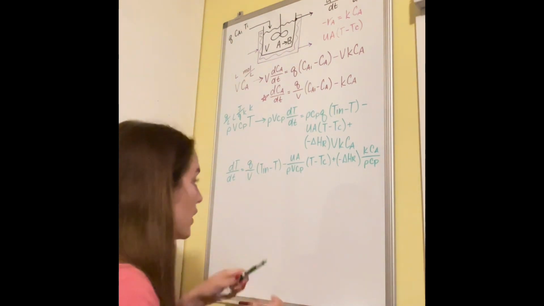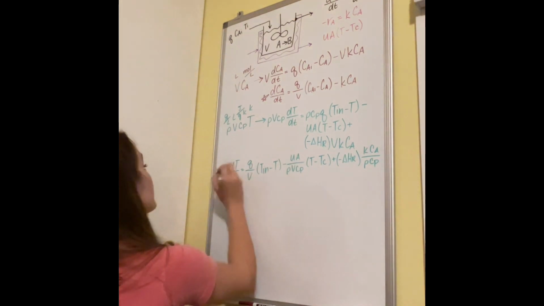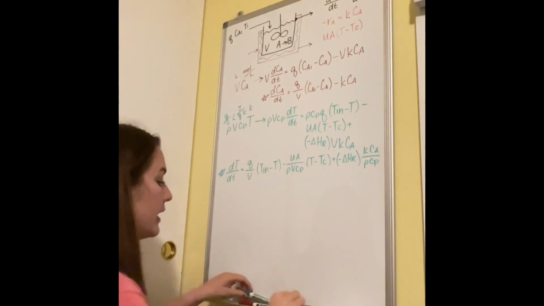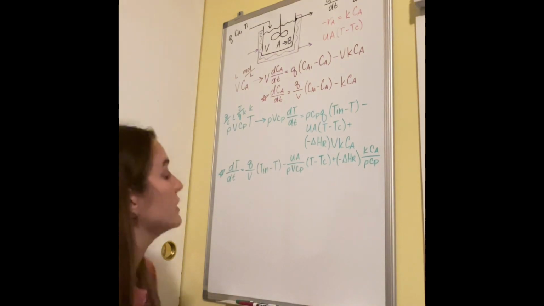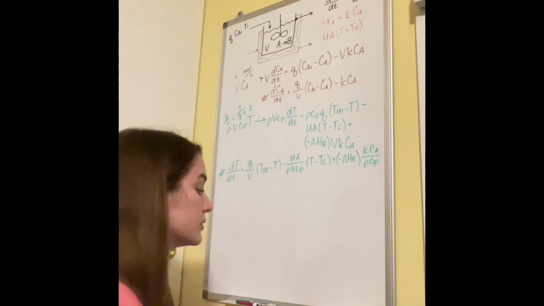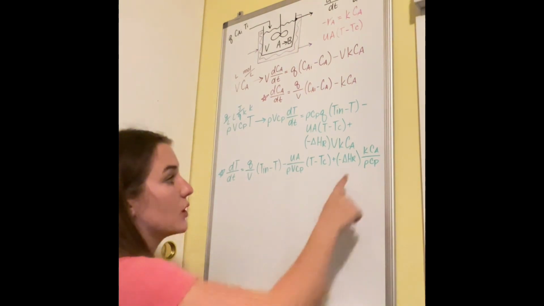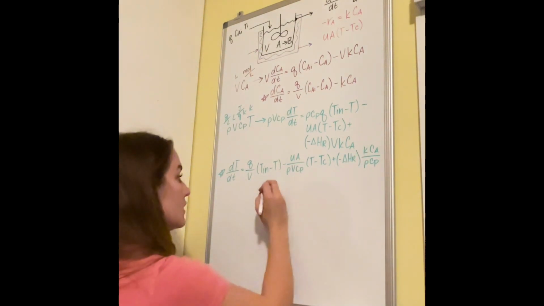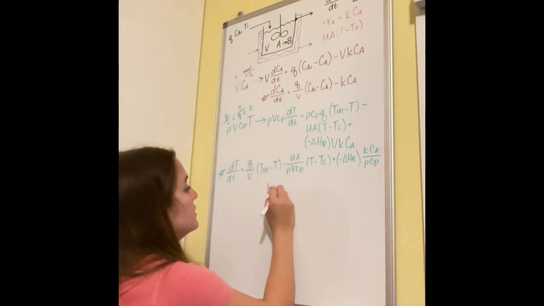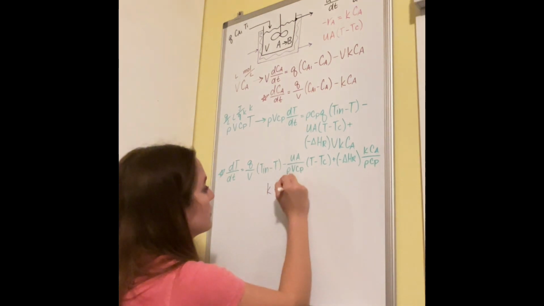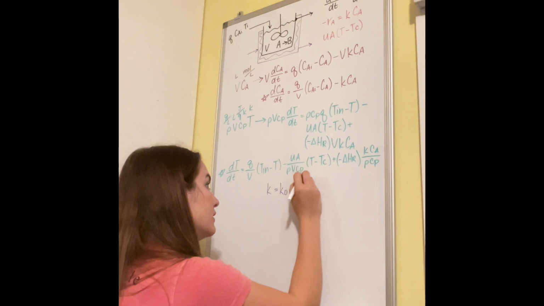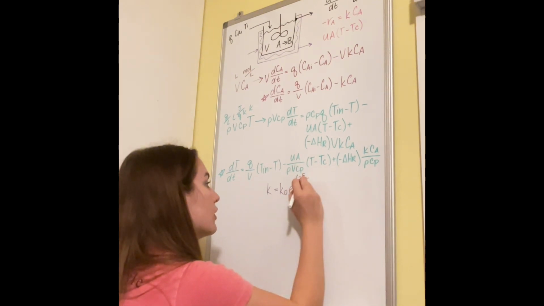So now we have both of our differential equations for this problem, but we can see that both our dCA over dt and our dT over dt have two dependent variables right now, so we need to solve for k. So we're going to use Arrhenius' equation, so it's k is equal to k naught times e to the power of negative E over RT.